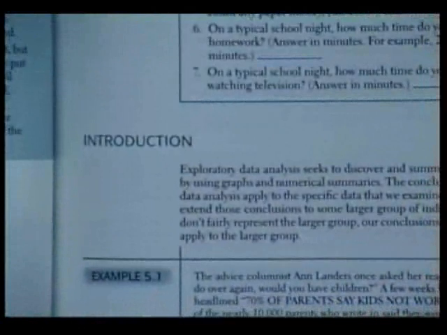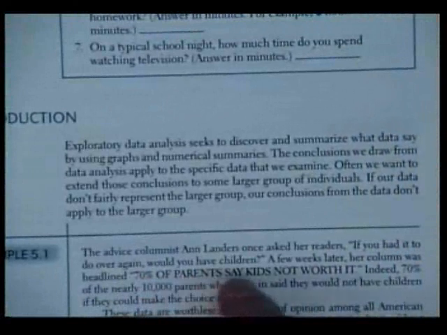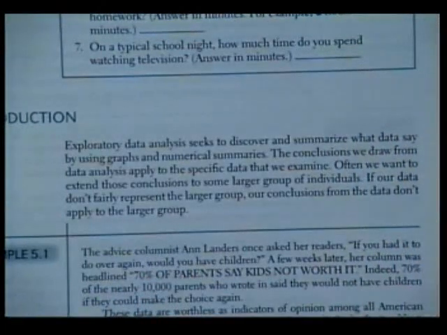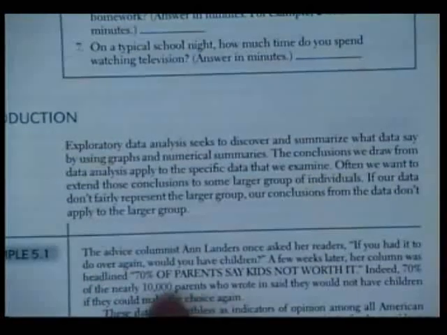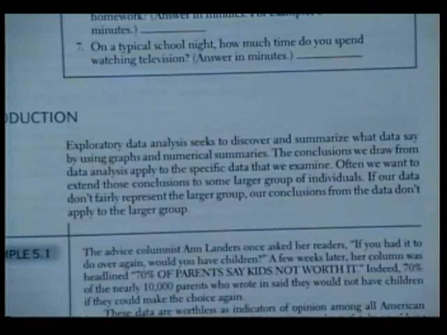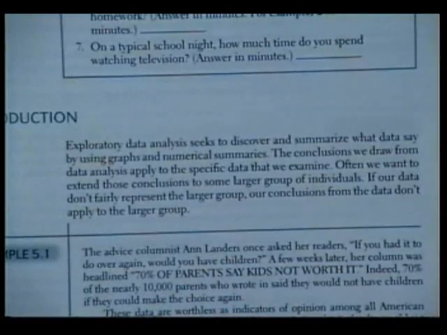Another example of what I'm talking about is in an Ann Landers article that she wrote once. She talked about the following. If you'll take a look on page 245, this is the headline for one of her columns: 70% of parents say kids are not worth it. And they had 10,000 parents write in and say that indeed they would not.